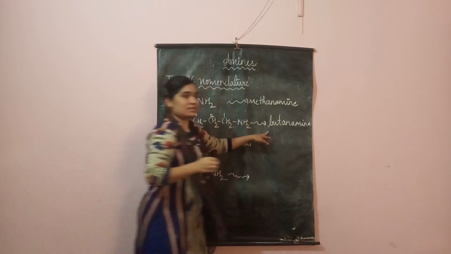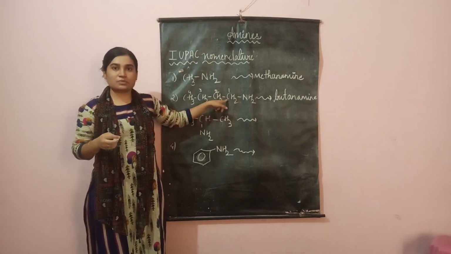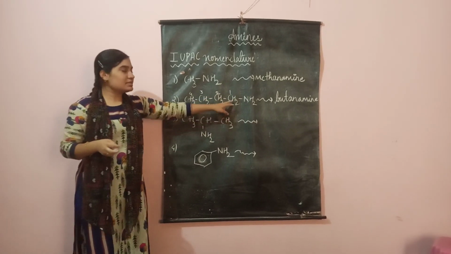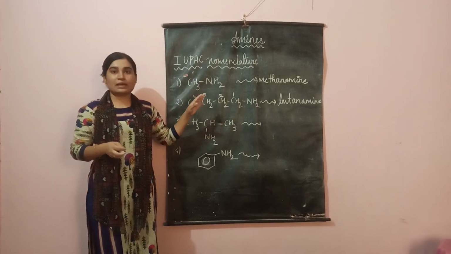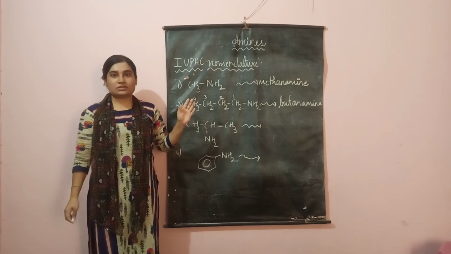So in this place we can also write it as butane 1 amine. It is at the first position. I can also write it as butane 1-amine. Since it is at the first position, we can neglect writing 1. But if it is present at second position or third position, compulsorily, you will have to mention the position.